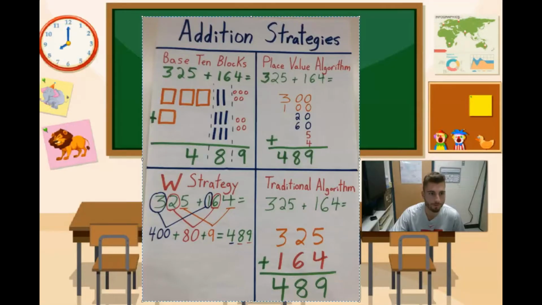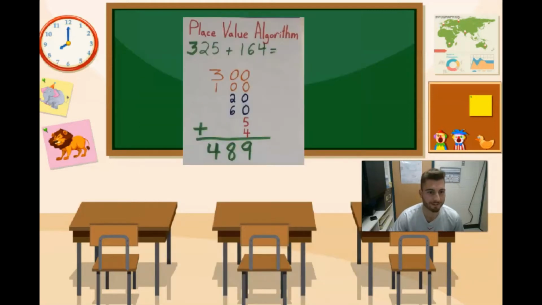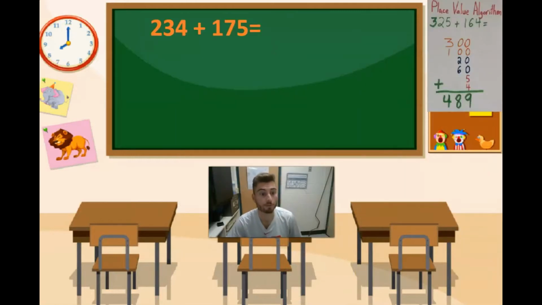So it's important to note that we are practicing the W strategy or the place value algorithm strategy. Please choose one of those two. In this specific video, we're going to be working on the place value algorithm strategy. For our first example, let's do 234 plus 175.